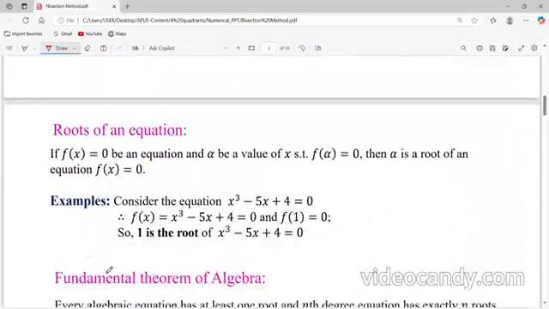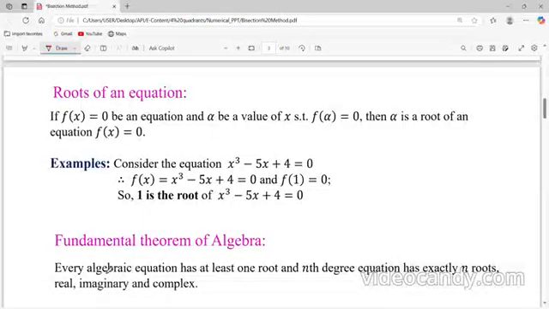Next is roots of an equation. If f(x) = 0 be an equation and alpha be a value of x such that f(alpha) = 0, then alpha is a root of the equation f(x) = 0.